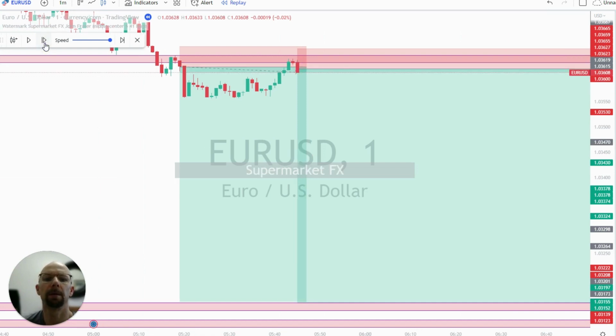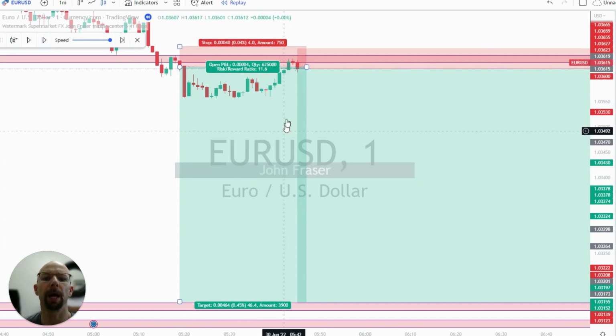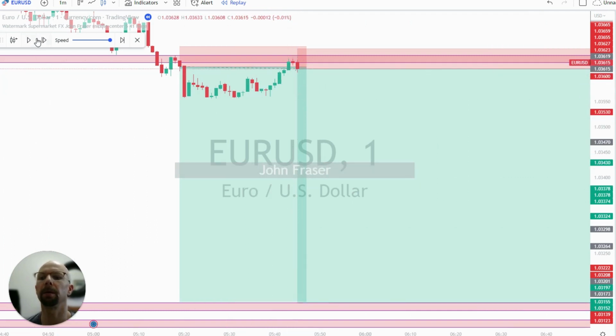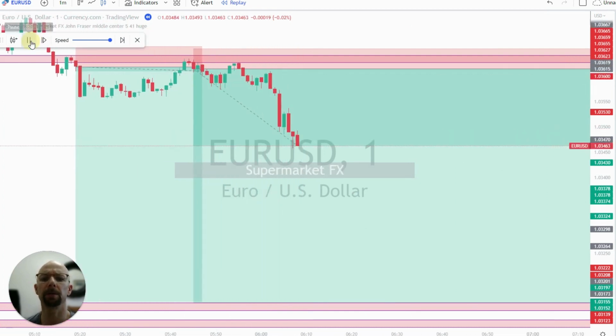And there was another entry pattern right here. So if you can see this right here, as it came back into the area again, signs of exhaustion, followed by a bearish engulfing pattern. So you would have entered the trade right there. And then we would have followed this through.